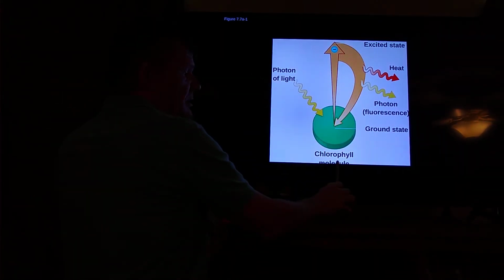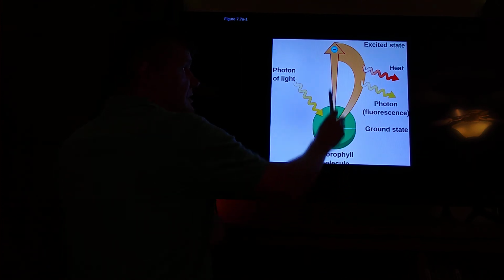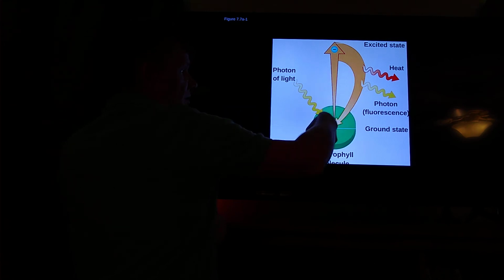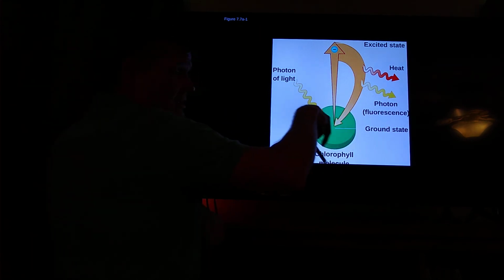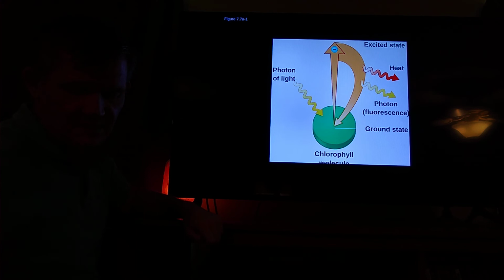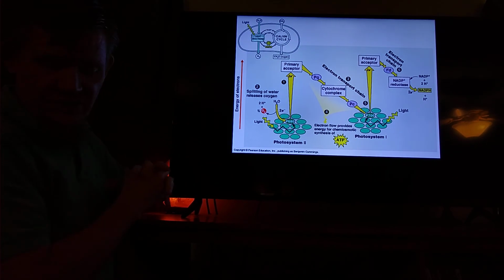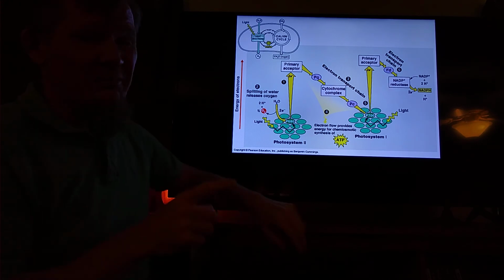Light strikes my molecule of chlorophyll, causing it to eject a high-energy electron. That high-energy electron, the energy is given off, and it is used to make ATP. All right, this picture is really busy. Let's talk about it in the next video.